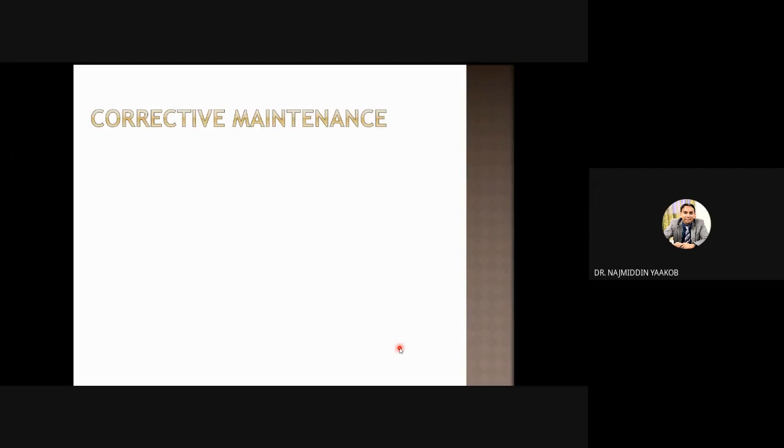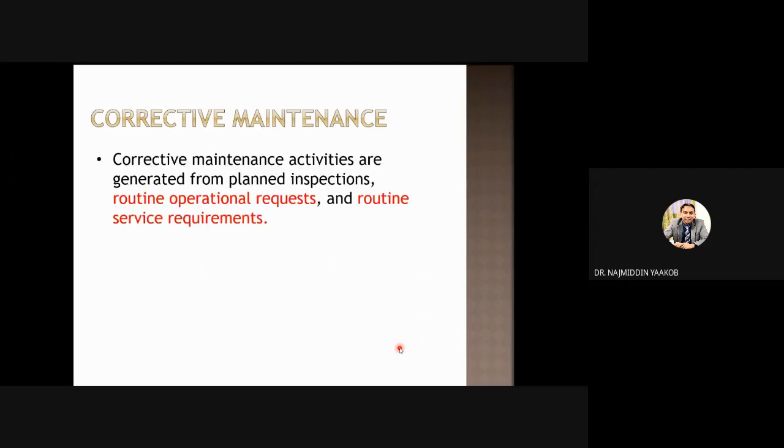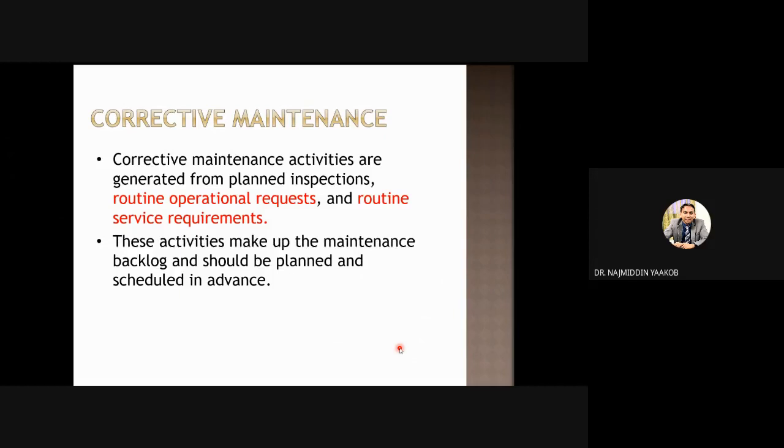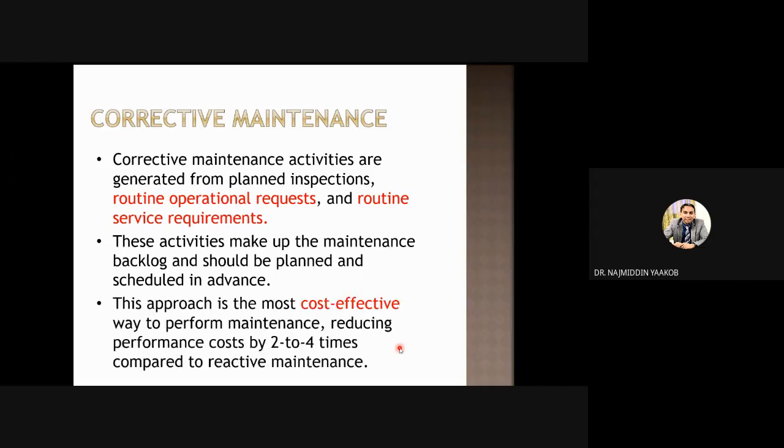The second one is corrective maintenance. Corrective maintenance activities are generated from planned inspection. This is routine operational request and routine service requirement. These are routine maintenance activities. Normally it has a backlog or should be planned, or it is scheduled in advance for equipment. This is the most cost effective because it reduces performance cost more or less 2 to 4 times compared to reactive maintenance, because you have routine operational maintenance.